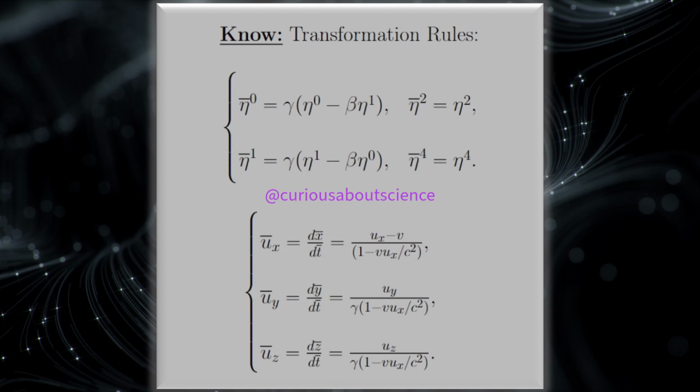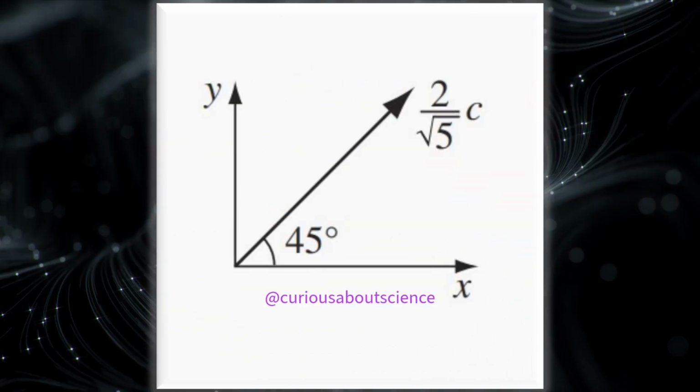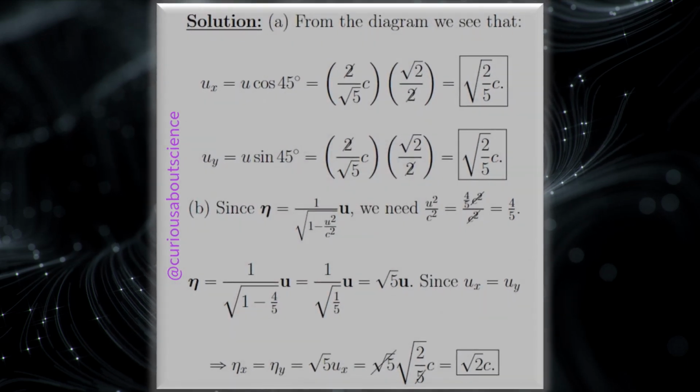Let's first draw out our diagram. We were told that in S we were moving on a 45-degree line at ordinary velocity 2 over root 5 times c. So to find the x and y of this should be pretty quick, and then we can plug those in to find eta. The first part should be pretty quick and easy. I would say it's the last part that's going to get us hung up.